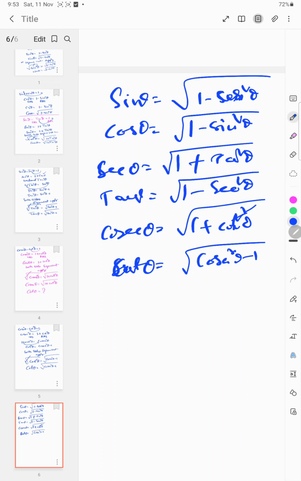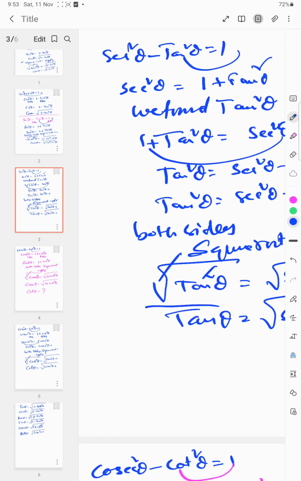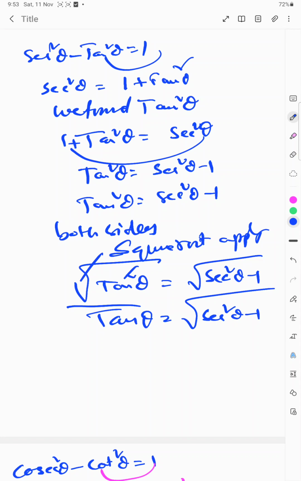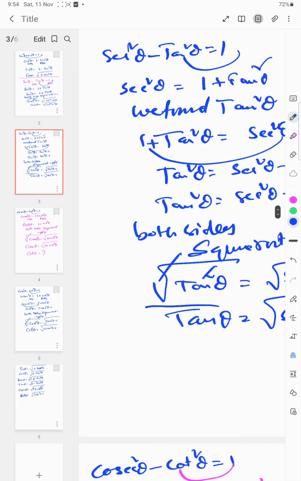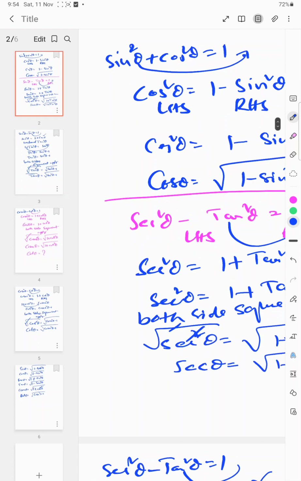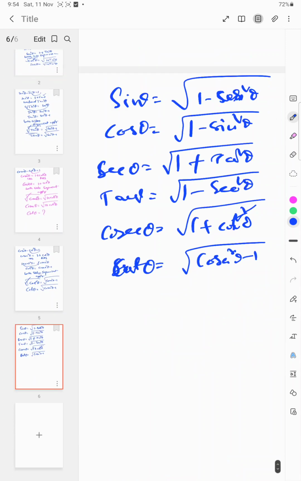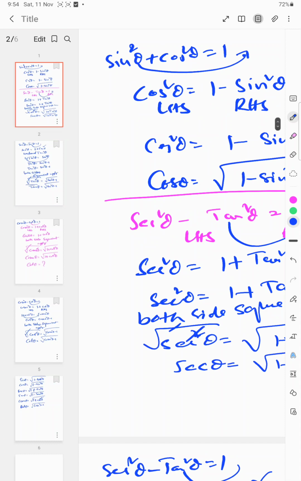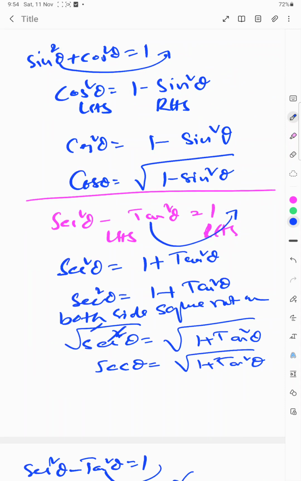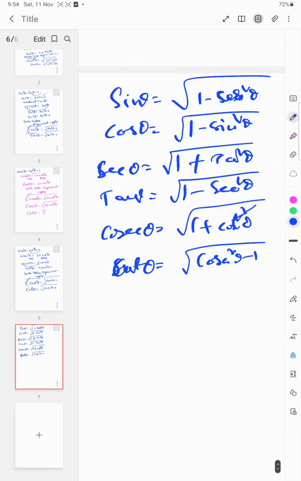Here tan theta, we found it. Once more check tan theta is equal to root over sec² theta minus 1. Sec theta, also check again: sec theta is equal to root over 1 plus tan² theta. So sec theta is root over 1 plus tan² theta.